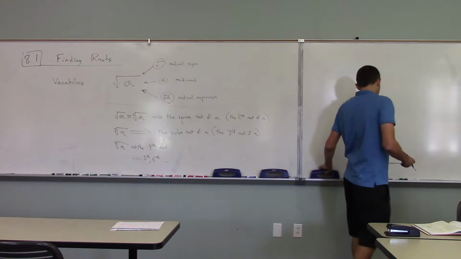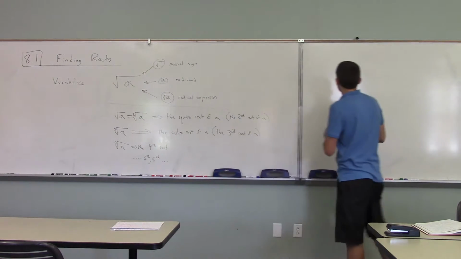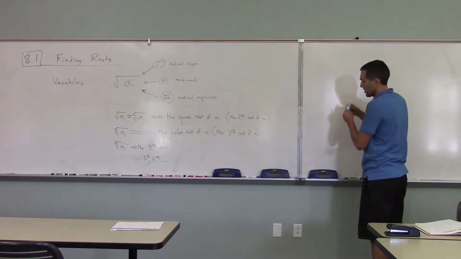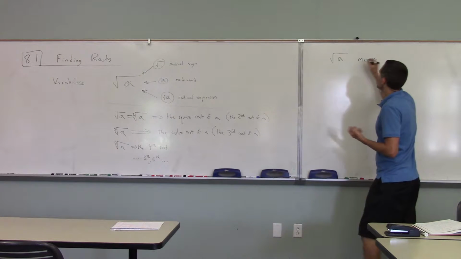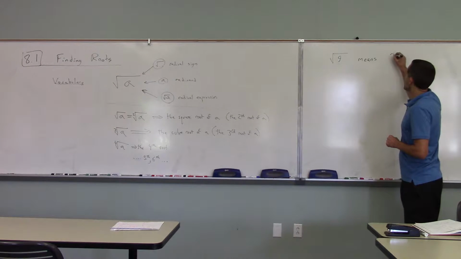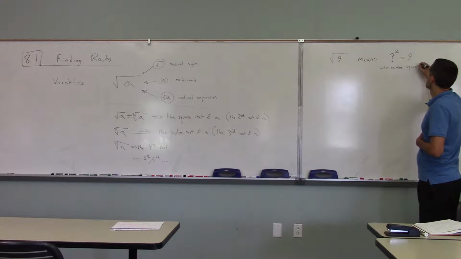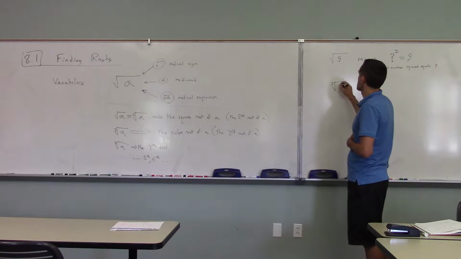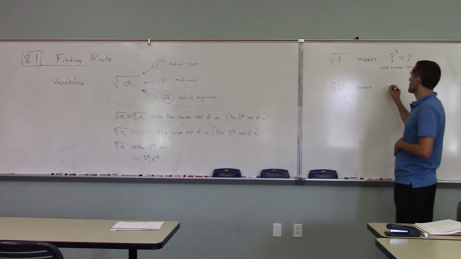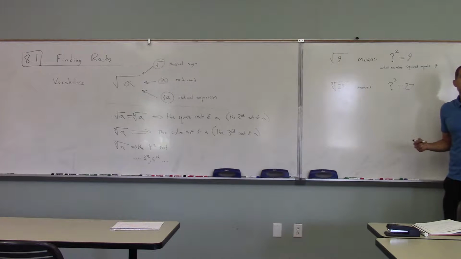Alright, so the big idea behind this section is, well, that pen doesn't work at all. Alright. The square root of A means, or let's even use a number, let's say the square root of 9, means what number to the second power equals 9. Similarly, the cube root of 27 means, and you could just rewrite it as question mark to the third power equals 27, right? That's how you would translate. That's what the question is really asking.